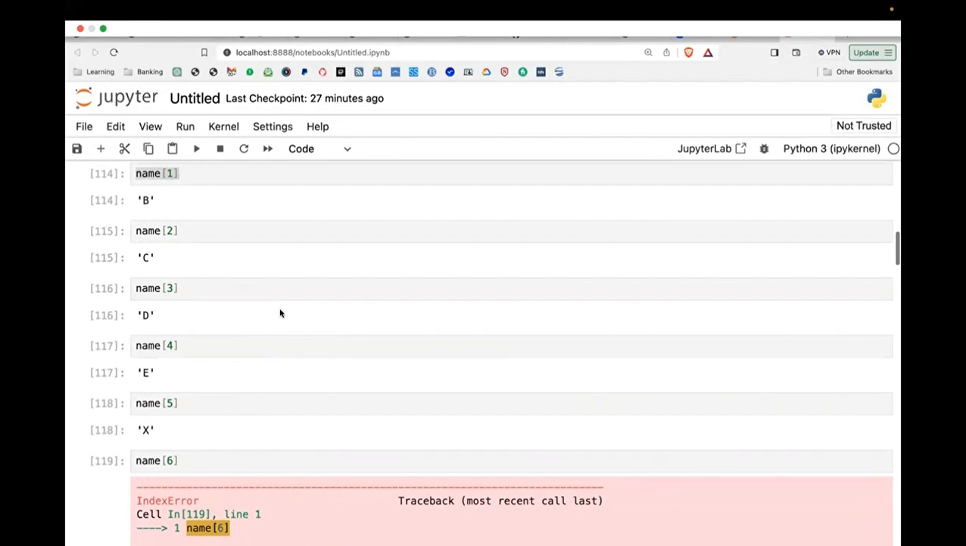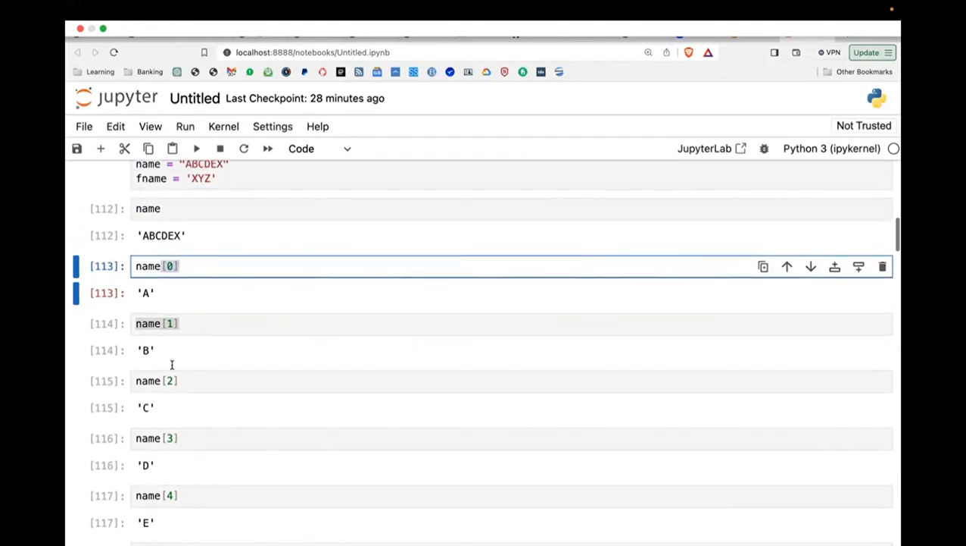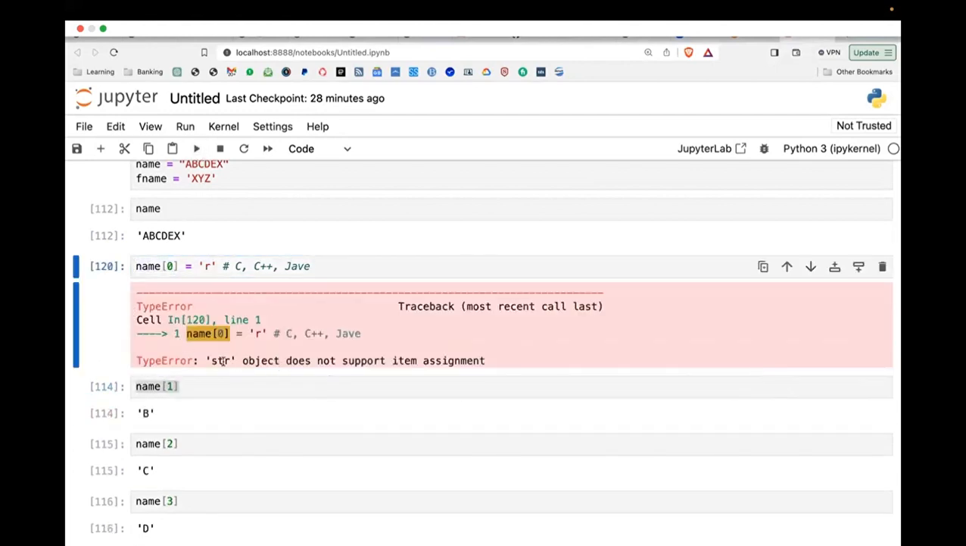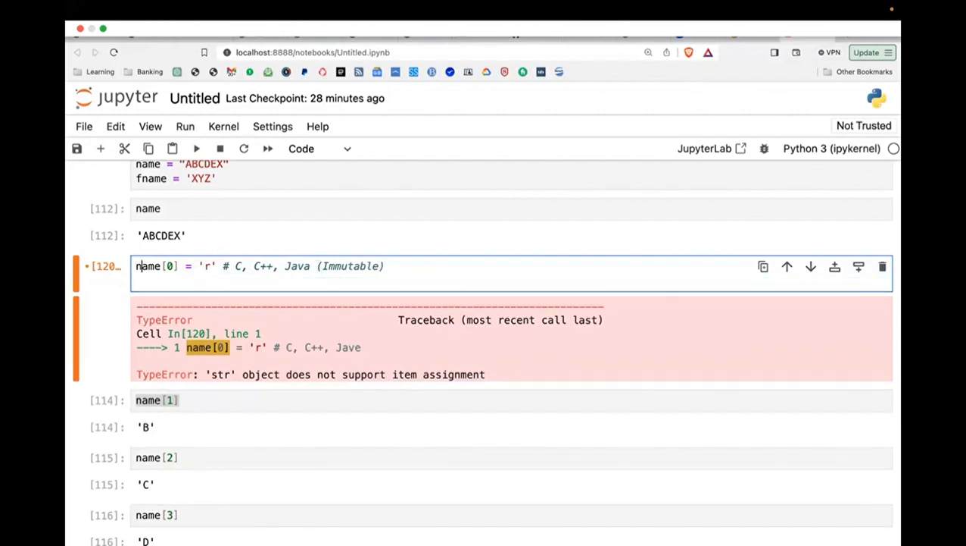So what exactly happened? In other languages, we were also able to access strings with indices. But there, in other languages, we were also able to modify an individual character like this. In different languages, C, C++, Java, these are the high level languages where we can modify an individual character of the string. But in Python, it is not possible, because the string object is immutable, meaning the string cannot be changed.